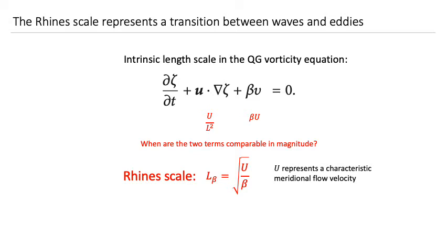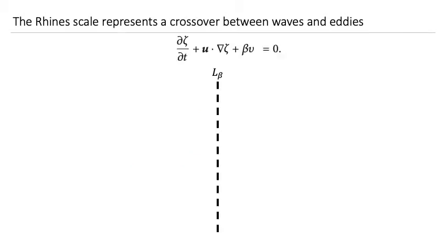And so u here, I think, is easiest to think about as a characteristic meridional flow velocity in that beta v term, the third term on the left-hand side there. But it's not simply defined necessarily, so just think of it as a characteristic flow scale. So what does this mean? I said it represents a crossover between waves and eddies.